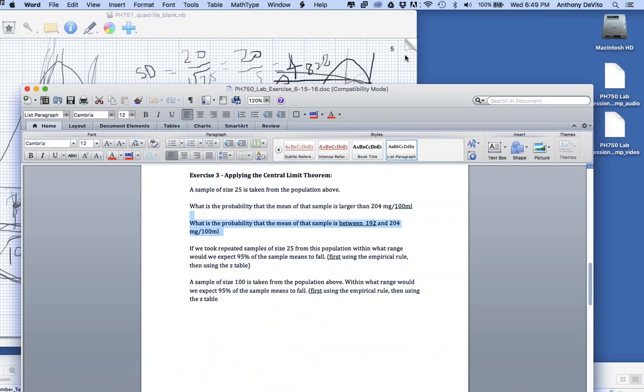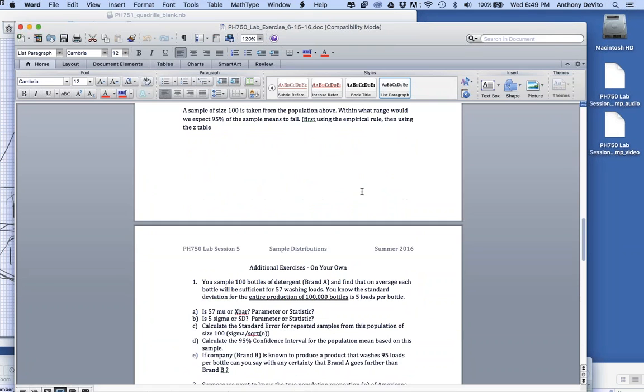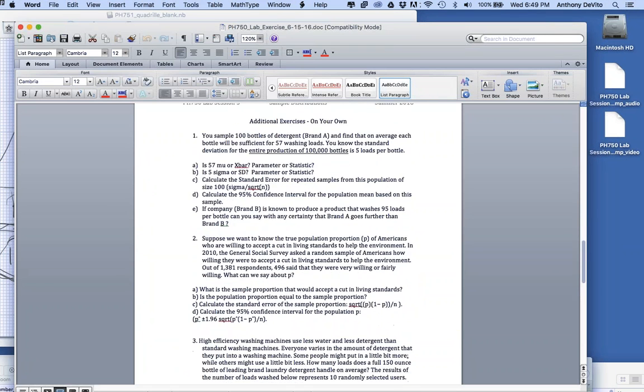Okay, and we could go on and do this over and over again. You can practice this with some of the other elements here. Okay, and we can move on.